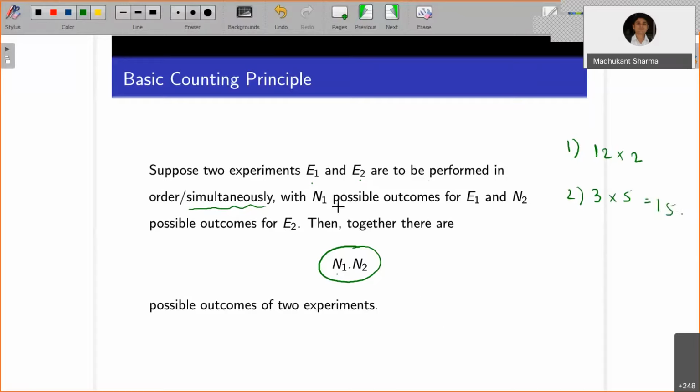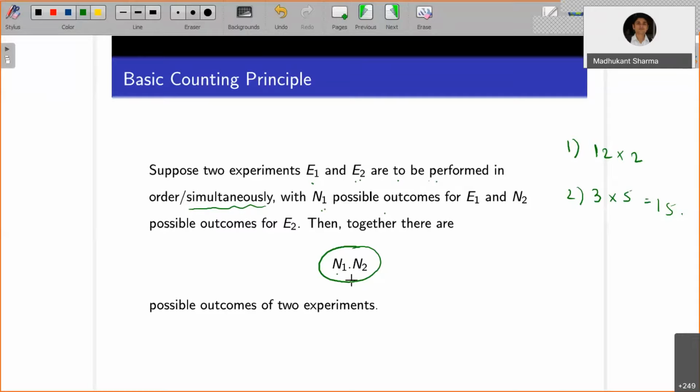This can certainly be generalized; it is not limited to only 2 tasks performed in order. It can also be generalized to a finite number of experiments. How will you generalize this? Suppose there are n experiments, E1, E2, E3, E4, and so on up to En. They are to be performed in order or simultaneously, with possible outcomes, let's say, capital N1, N2, and so on up to Nn.